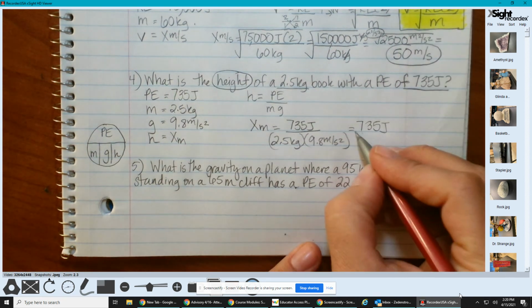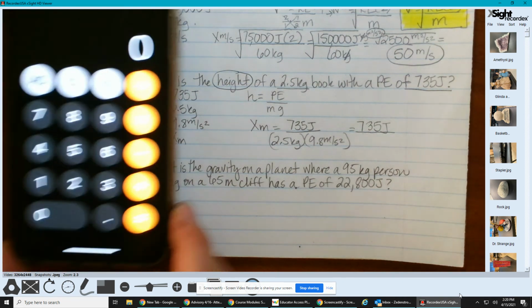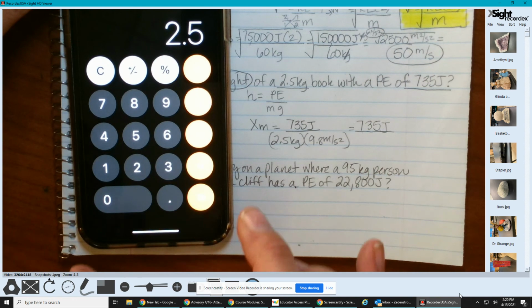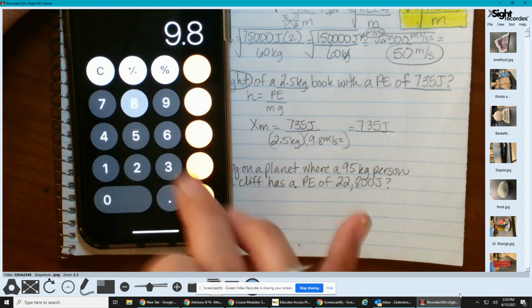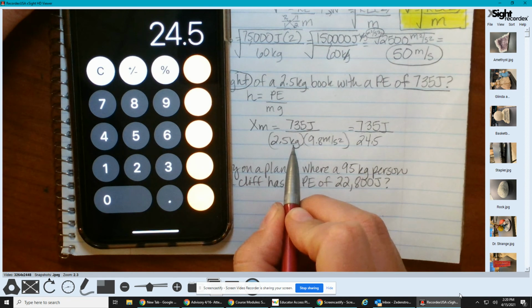And I'm going to solve everything on bottom. So 2.5 times 9.8. Let's get the calculator up again. So 2.5 times 9.8 equals 24.5. Now, what do I have? A kilograms times a meters per second squared.